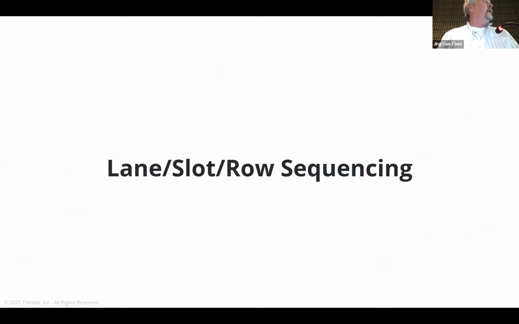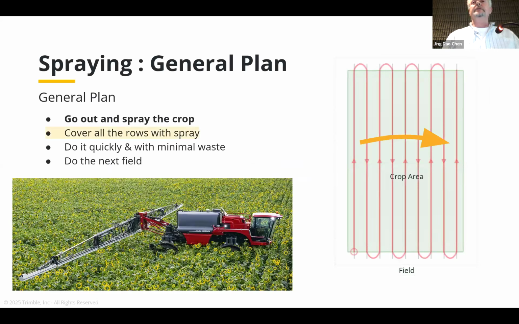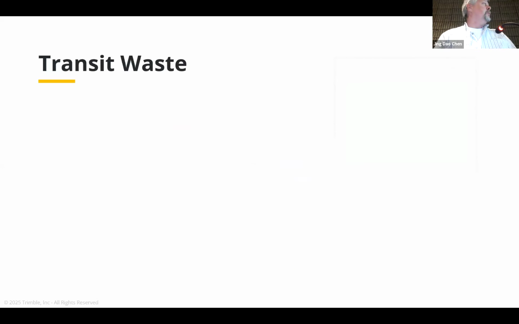That's the end-of-row turn. When you're going from lane to lane, you want to make choices about sequencing those lanes. Just to set this up, I'll give you a simple toy problem. We're going to take the sprayer and we're going to spray this particular field. In other words, what we're trying to do is cover all the rows with spray. A simple way of doing that is to increment your rows as you go one after the other. We want to do this quickly with minimal waste.